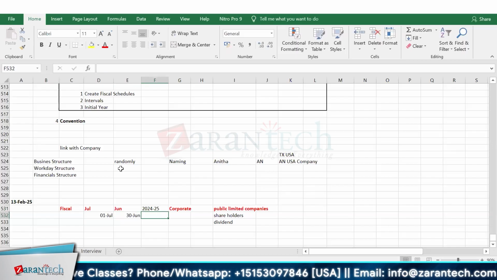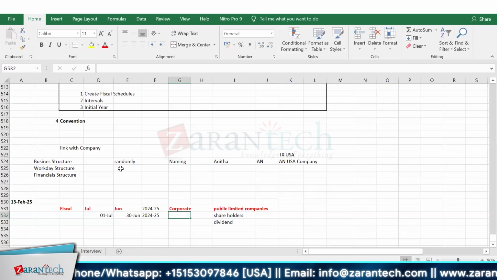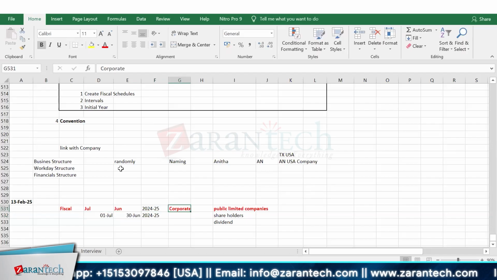Couldn't catch it. Why do they say July to June for the public limited companies? Do they need it like that? Sorry, I didn't get that point. Public limited companies normally have to distribute their dividend, and dividend is the income. To cover their income and transactions, they take the last 6 months of the first year and the next 6 months of the next year. For that reason, they consider those months.